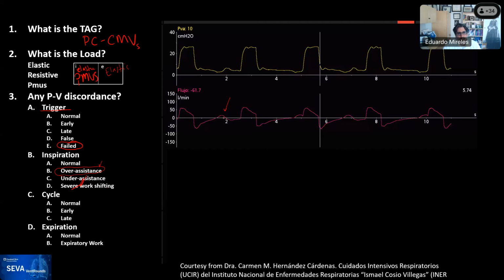So I'll just point that out, and I'll show you a little bit more information in a second that will help you make a decision. And then in terms of cycle, none of them are cycled by the patient, so this is dead. And then in expiratory work, I don't really see any expiratory work, so I'm going to say that it's normal.